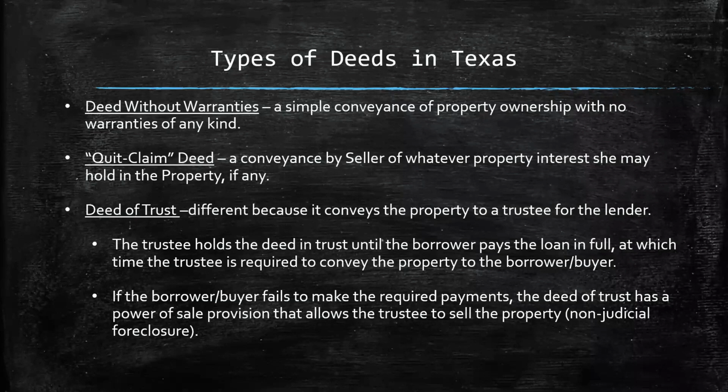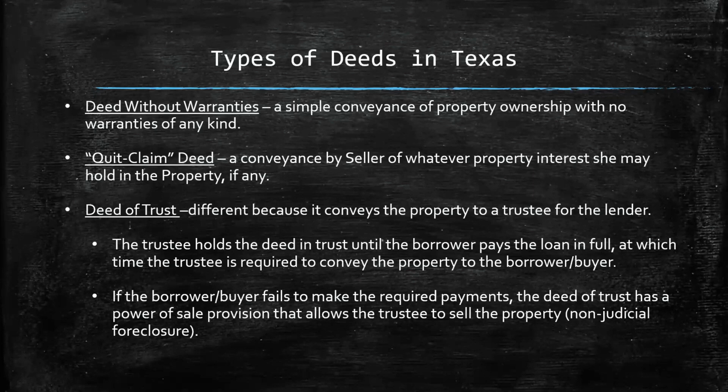And at that time, the trustee is required to convey the property to the borrower or the buyer. Oftentimes they won't write up a separate deed normally. Most of the time, what they'll do is simply release the lien that the trustee is holding on the property. If the borrower or the buyer fails to make all the required payments, then a deed of trust has a power of sale provision. It allows the trustee to sell the property without any court involvement. This is called a non-judicial foreclosure.